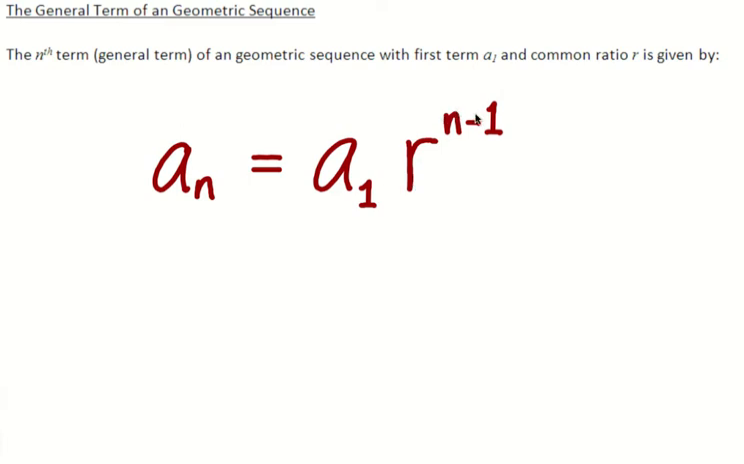So again, there's this n minus 1 in the exponent spot, and it's n minus 1 because, like I just said, if you wanted to jump ahead to term number 10, n would be 10, but you would only be multiplying by r 9 times, hence the n minus 1.